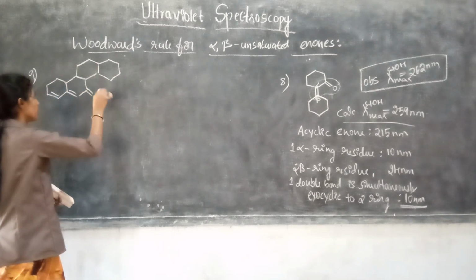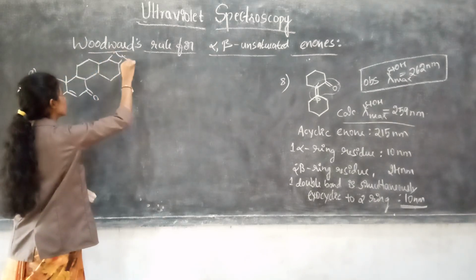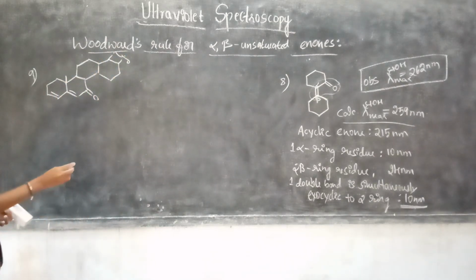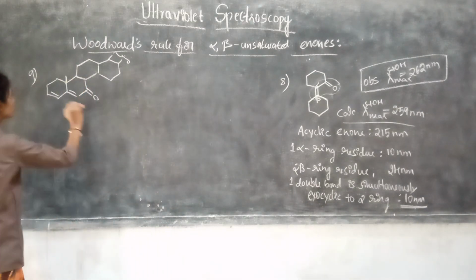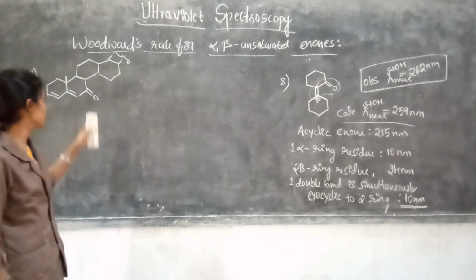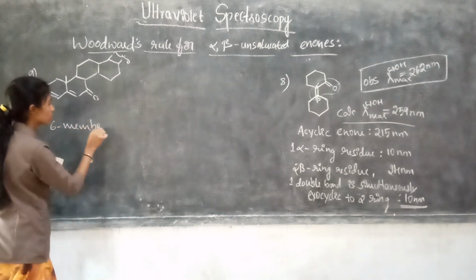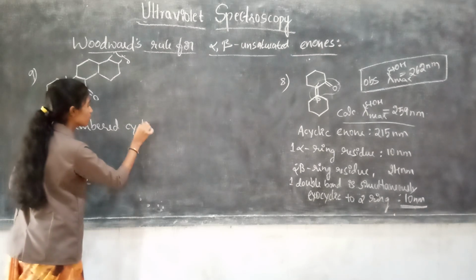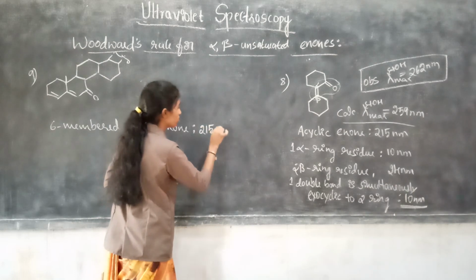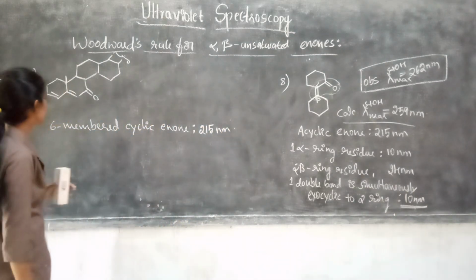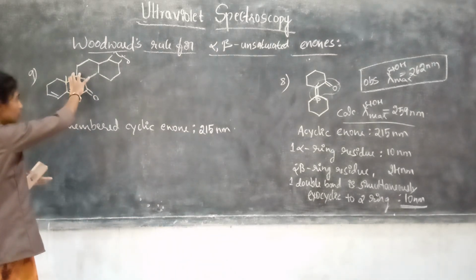This is another compound. Here this is a 6-member cyclic enone system. The parent chromophore is the 6-member cyclic enone system, having the base value of 250 nanometer.